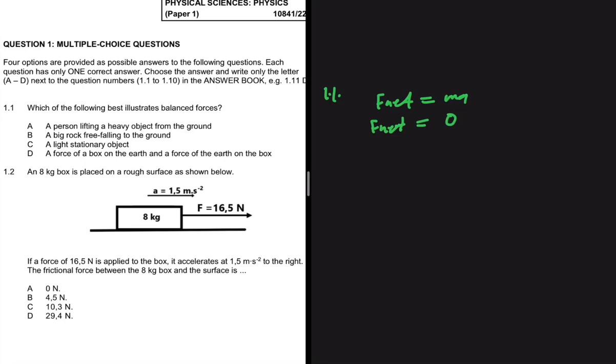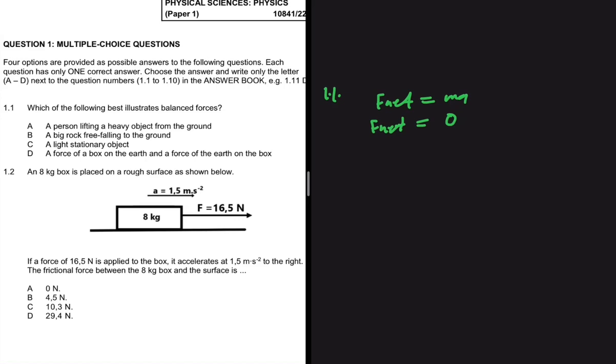Let's look at option A. A person lifting a heavy object from the ground. Obviously, if you're lifting the object from the ground, the forces are not balanced, right? And then B, a big rock free falling to the ground. If it is free falling, there's only gravity acting on the object. Acceleration is not equal to 0, so we cannot say that the forces are balanced.